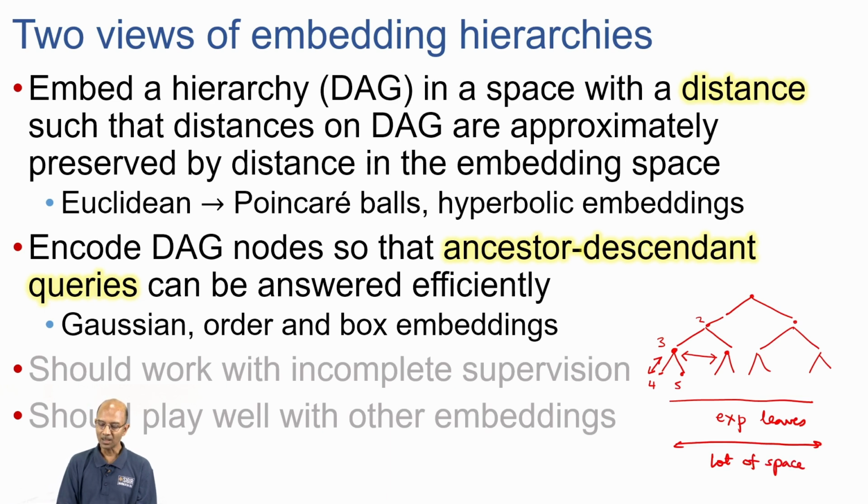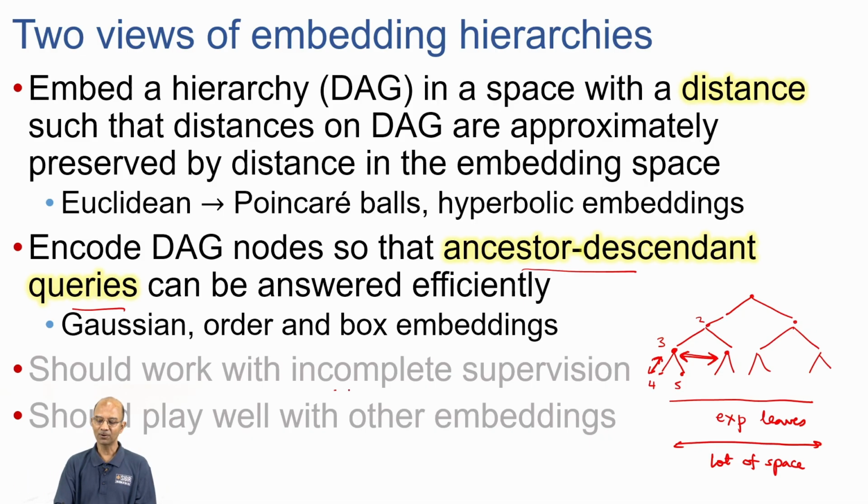and that could be a problem. So the other option is to not really go after Euclidean distance in the embedding space. We can say that the embedding space doesn't care about Euclidean similarity. All it cares about is whether we can check the ancestor-descendant relationship efficiently using the embedding in the target space. Apart from this, these embeddings should work with incomplete supervision, because just like any other relation, the type containment relation will not be complete in any knowledge graph.